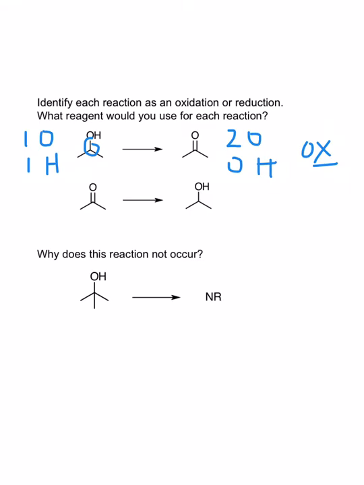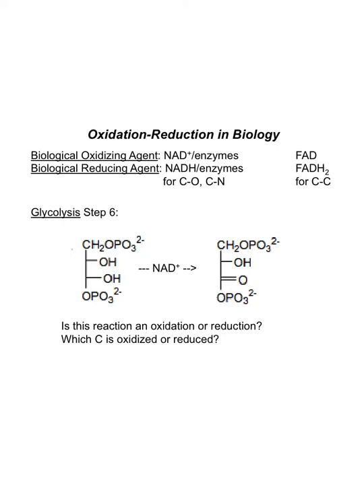The second reaction is the reverse of the first reaction, so this is a reduction reaction. And this reaction does not occur because this is a tertiary alcohol. Oxidation reduction is very common in biology, so biological oxidizing agents include NAD plus and FAD. Reducing agents include NADH and FADH2, depending on the bond.